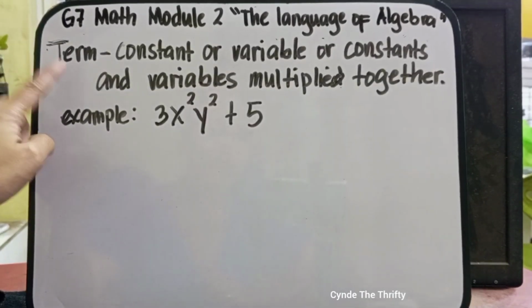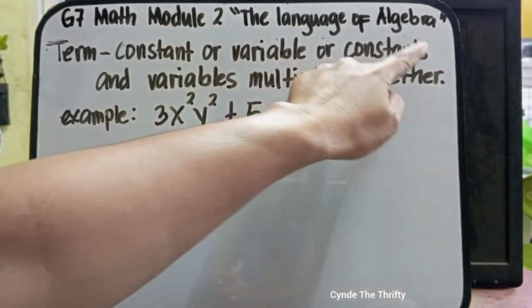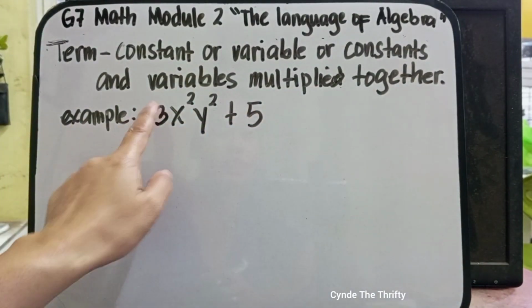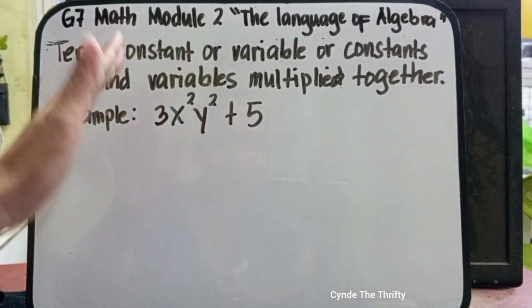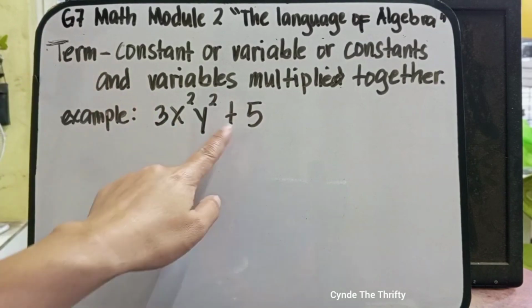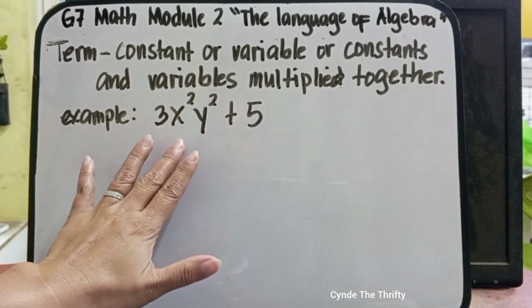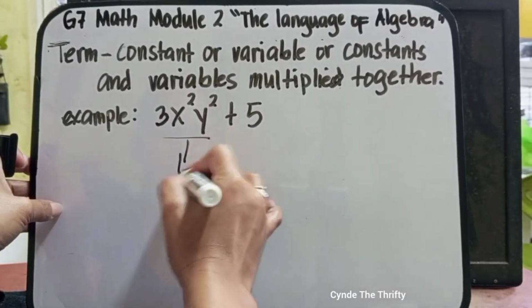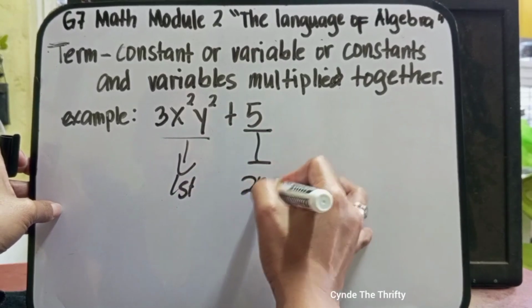Meron tayong tinatawag na term. So ang term is a constant or variable or constants and variables multiplied together. So, meron tayong example dito, 3x squared, y squared, plus 5. So, usually, si term is nakaseparate siya by symbols like addition and subtraction. So, just like this one. Meron tayong tinatawag na first term and second term. So, ito yung tinatawag nating term. So, this is our first term and this is our second term.